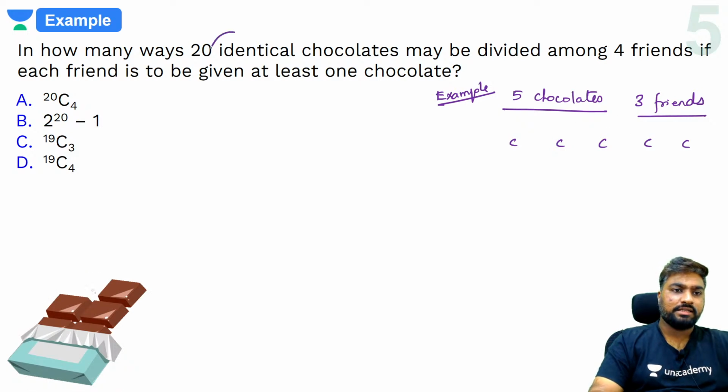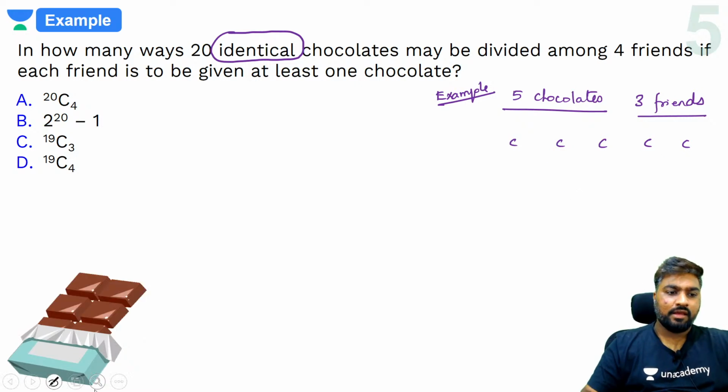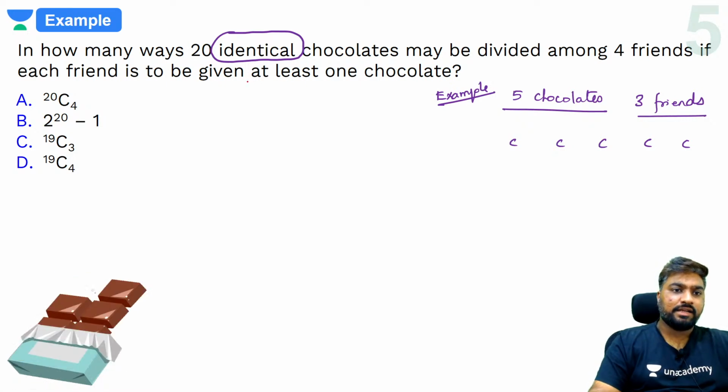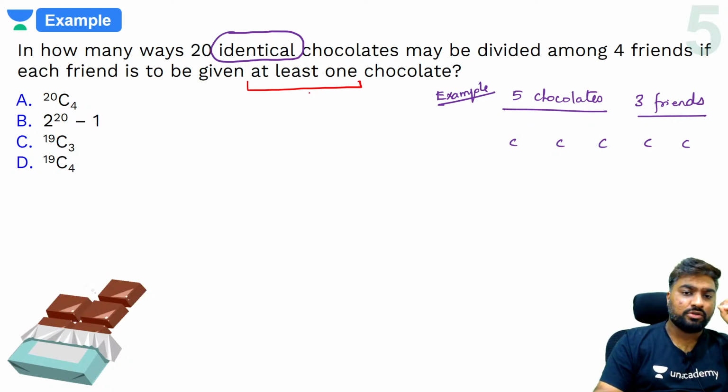Very careful guys. Identical chocolates, okay? तो 5 identical chocolates हैं. Yes, now what are they saying? They're saying that each friend is to be given at least 1. मतलब there is no friend who will get 0 chocolates. कोई ऐसा फ्रेंड नहीं है जिसको 0 चॉकलेट मिलेगा.